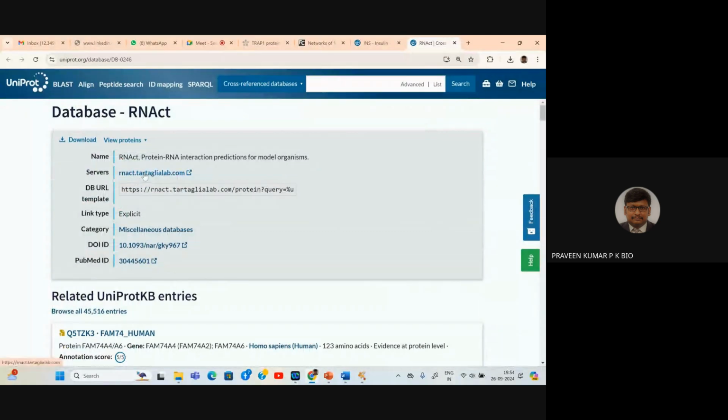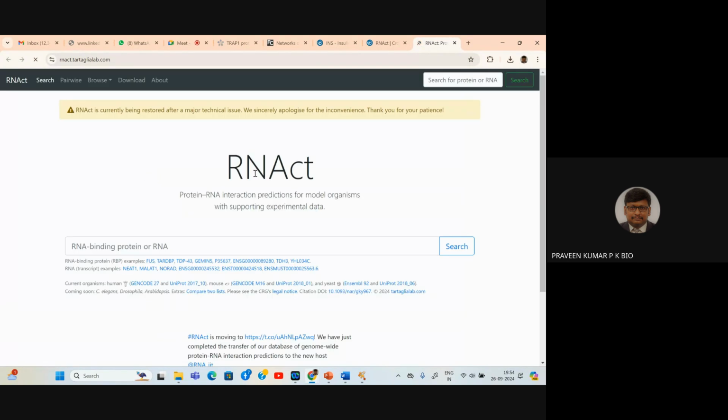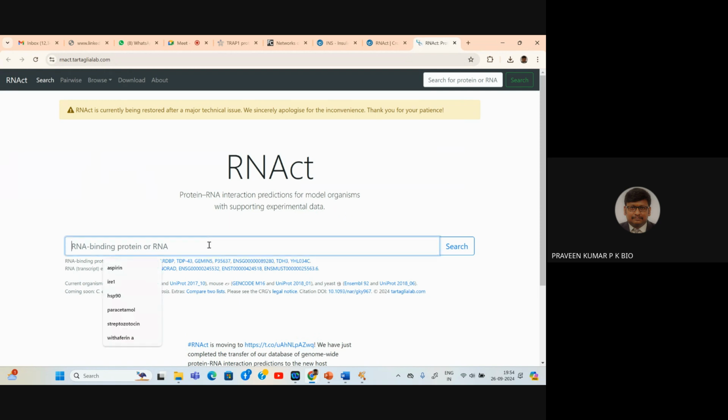Okay, and this is the server for protein RNA interactions predictions. One has to type a specific RNA binding protein. You can take RNA dependent RNA polymerase, which is the most important target for RNA viruses. So one can type RNA dependent RNA polymerase, search, go to the specific virus, and you can also find that.